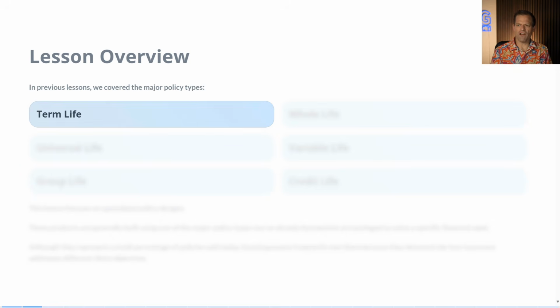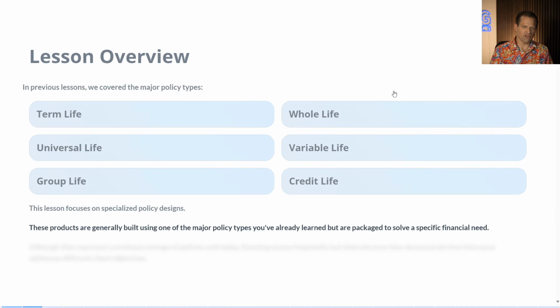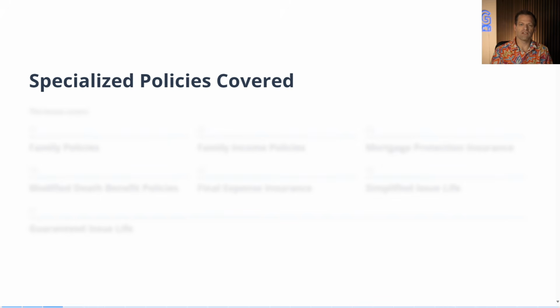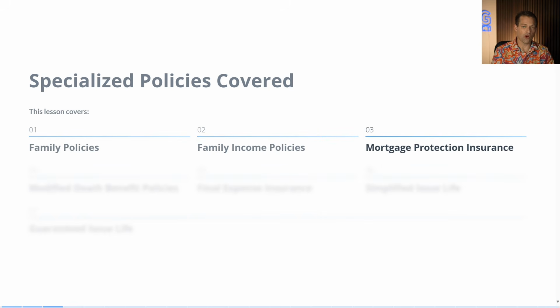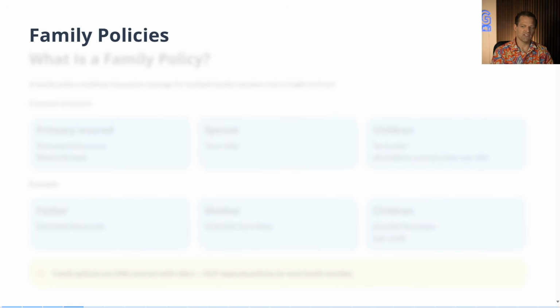So like I said, what we've covered so far are the fundamentals of life insurance, like term, whole, universal, variable, group, and credit. What we're going to do now is focus more on the specialized design. They're generally built using one of these frameworks or chassis, but they're specifically packaged to solve a particular financial need. A lot of these exams now cover this because this is how a lot of plans are sold. They address different ways to solve client problems with insurance products. We're going to cover specifically family policies, family income policies, mortgage protection, modified death benefit policies, final expense, simplified issue life, and then guaranteed issue.